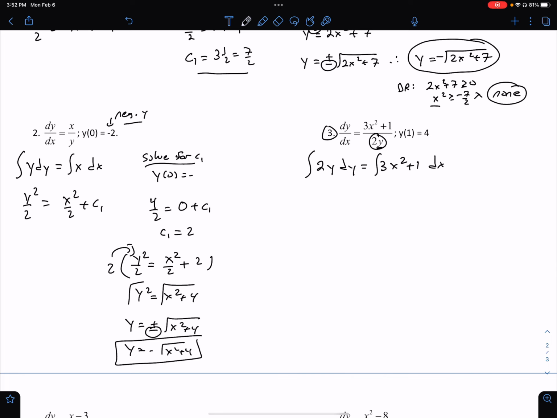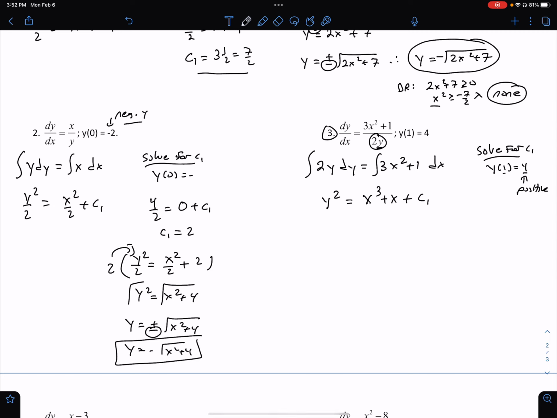Now we integrate. Of course, the left side is just going to become y squared. The right side is going to give us x cubed plus x plus c1. Don't forget the constant this time. It's very important. Now that I got that, I can solve for c1. My initial condition, y of 1 equals 4. Notice this time it's positive, so that's cool.